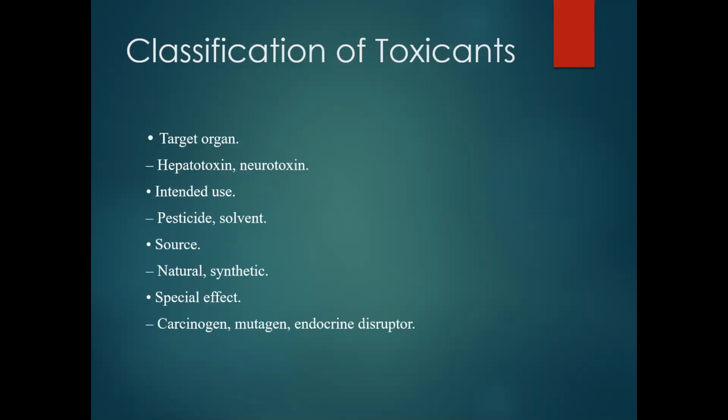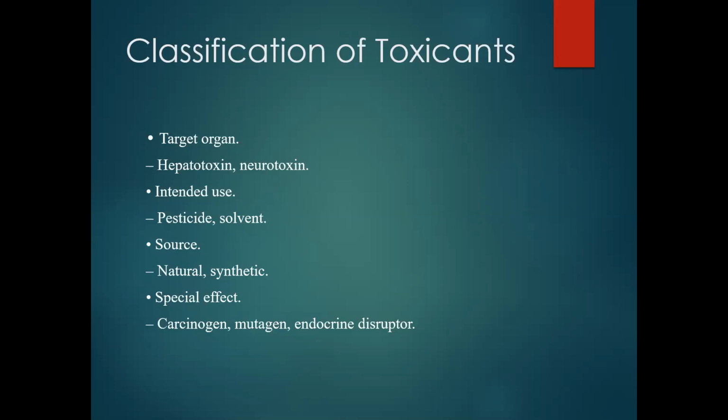Now we come to the classification of toxicants. Here we have the target organ: hepatotoxin and neurotoxin. As the name suggests, any type of toxic substance that causes harm to the liver is known as a hepatotoxin, and the toxic substances that cause harm to the structure and function of the working of the peripheral and central nervous system are known as neurotoxins.